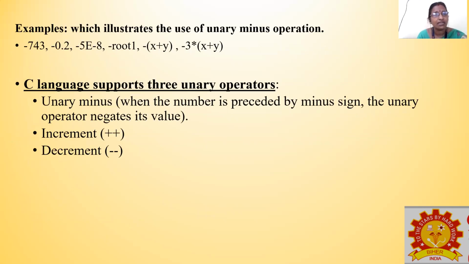Some of the examples which illustrate the use of the unary minus operation are minus 743, minus 0.02, minus 5 exponential minus 8, minus root of 1, minus of x plus y, unary minus. All these are unary minus. Then unary minus 3 into x plus y. All these are very good examples for unary minus operations. C language supports 3 unary operators. What are they? Unary minus, that is when the number is preceded by minus sign, the unary operator negates its value, just as we have seen in the definition, followed by increment and decrement operators.